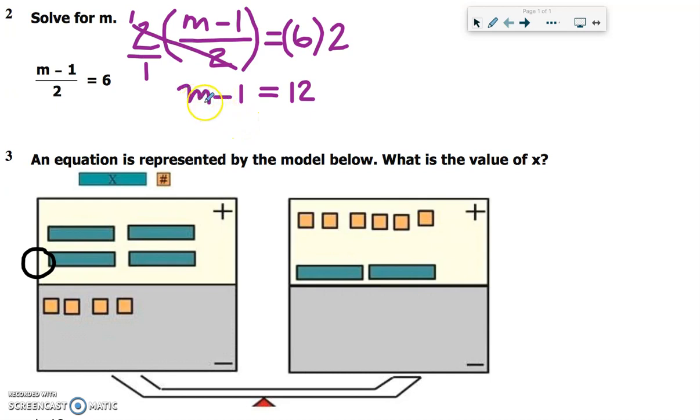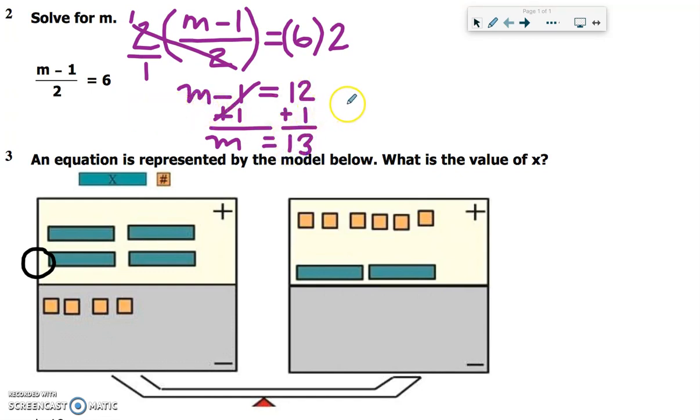Next, we want to get m by itself. So let's undo that subtraction with addition. Whatever I do to the left, I've got to do the same to the right. Equations are jealous like that. So now I've created a zero pair between positive 1 and negative 1. So m comes down by itself, and it must be equal to 12 plus 1, which is 13.